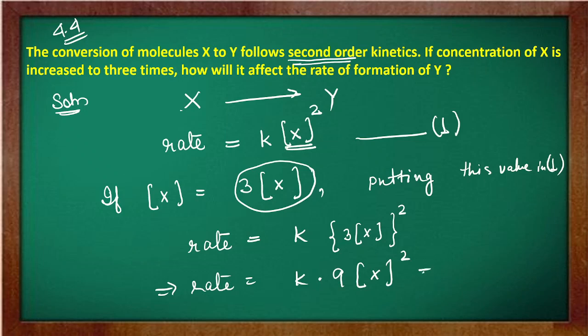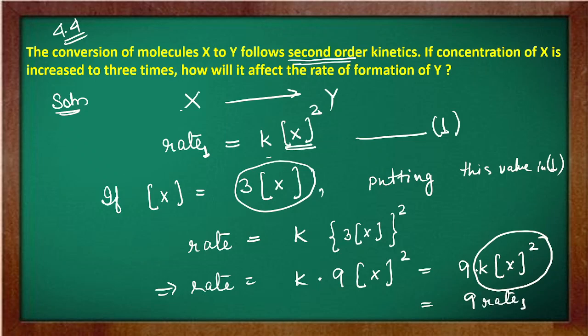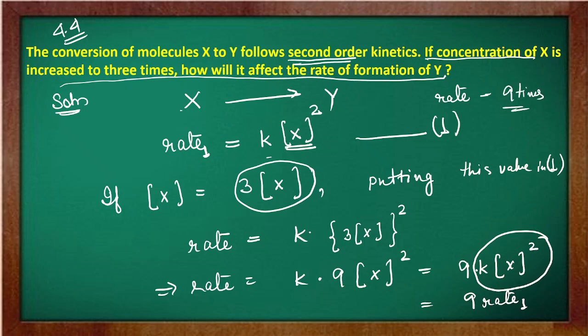Now if you rearrange it, you can write it as 9 times K concentration of X square. Now if you mark the original as rate 1, then this is equal to 9 times rate 1. Now what is the question asked? If the concentration of X is increased to 3 times, how will it affect the rate of formation of Y? So it means the rate of formation of Y will be affected 9 times. The new rate will be 9 times the previous one.